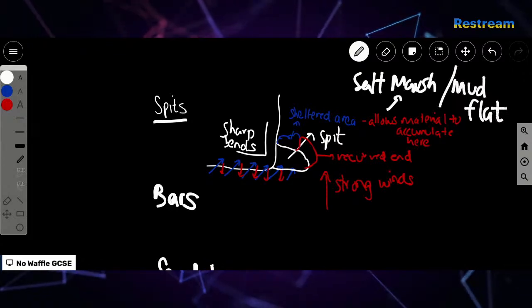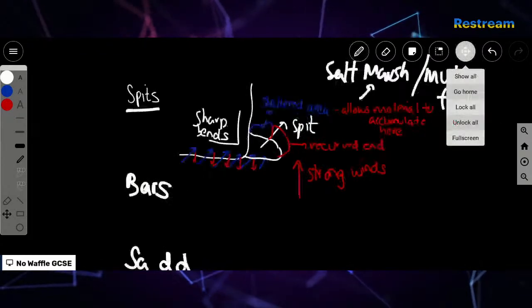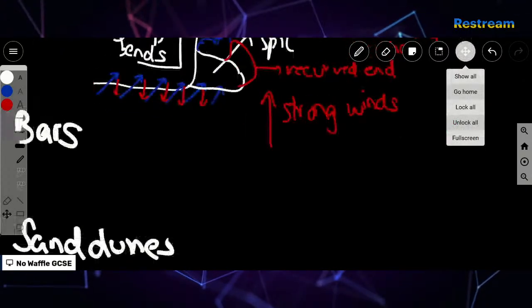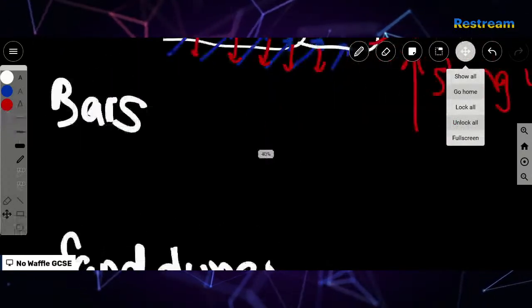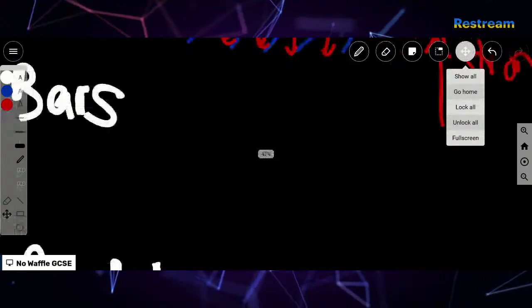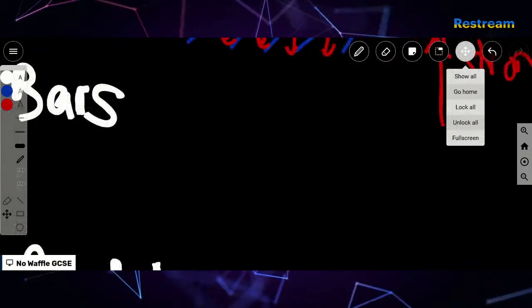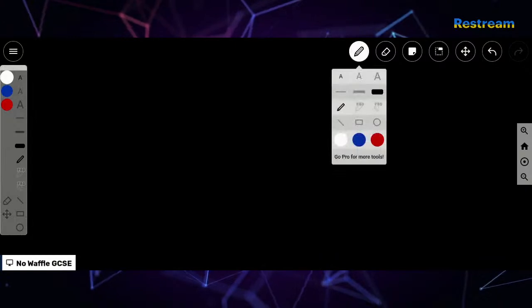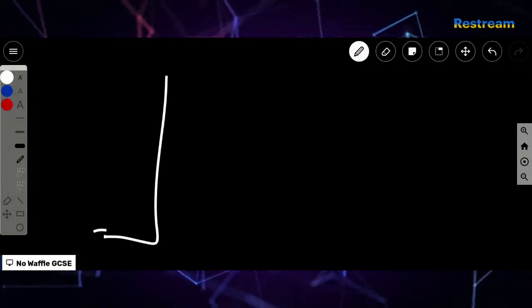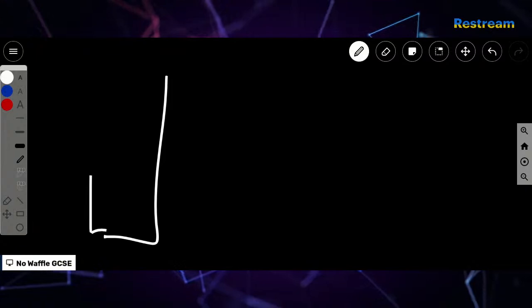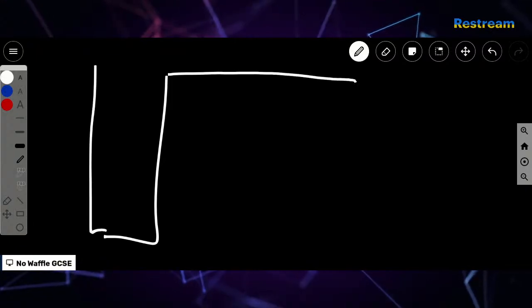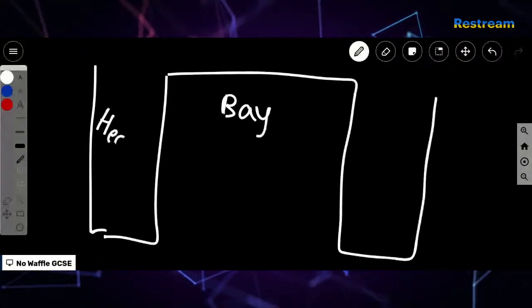Now, a bar is practically a spit. A bar is what happens when a spit connects two different headlands together and creates an area behind it. So imagine we have the two headlands here. So this is a bay and this is a headland.